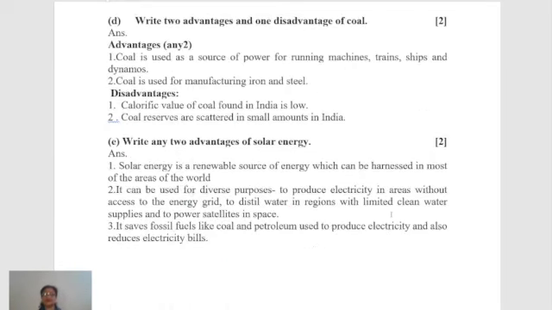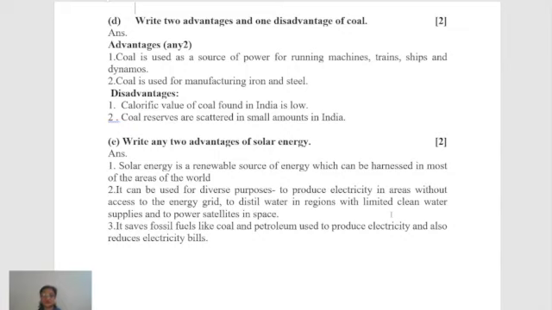Come to the next question. D. Write 2 advantages and 1 disadvantage of coal. So, 2 advantages. Coal is used as a source of power for running machines, trains, ships, dynamos. In the iron and steel industry, it is used for manufacturing iron and steel. Thermal power stations also use it in large amounts.